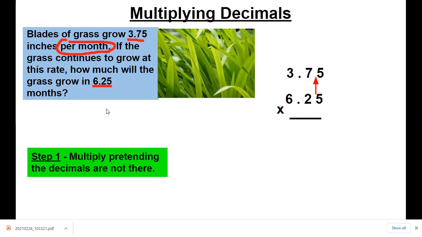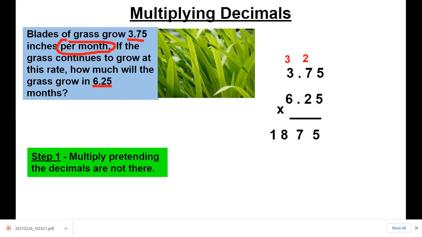So we're going to start with 5 times 5 is 25. Put down the 5 and carry the 2. Then we're going to do 5 times 7 is 35 plus 2 more, 37. So we're going to put down the 7 and carry the 3. Then we're going to do 5 times 3, 15 plus 3 more, 18. There's our first partial product.